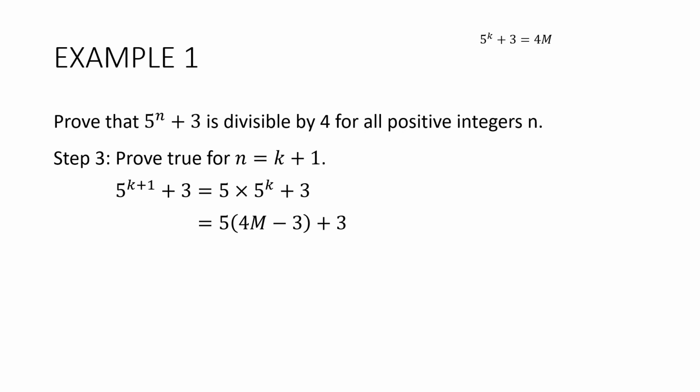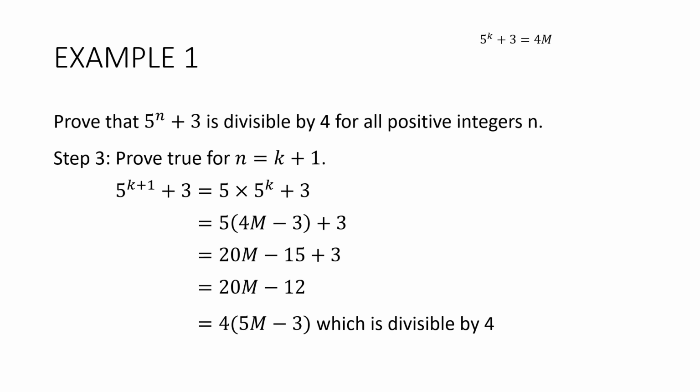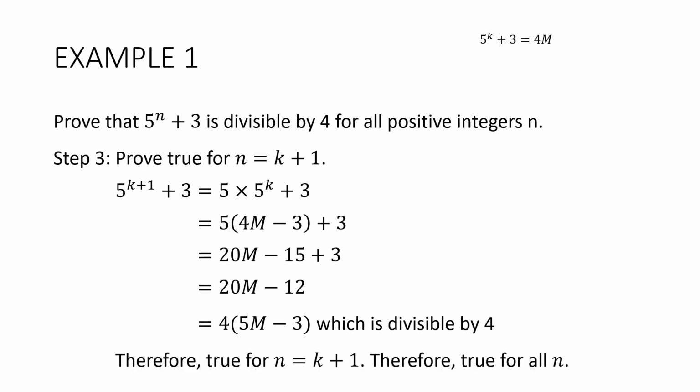All right, I'm going to expand this out. So that's 20m take away 15 plus 3, which is 20m take away 12. And factorizing, I have a common factor of 4, which shows that it is divisible by 4. So therefore it is true for n is equal to k plus 1. Therefore, it is true for all n.